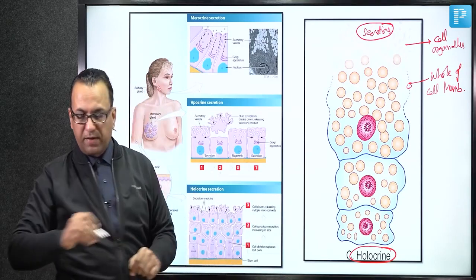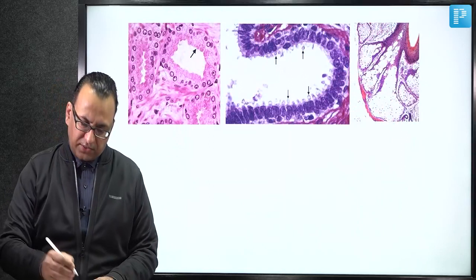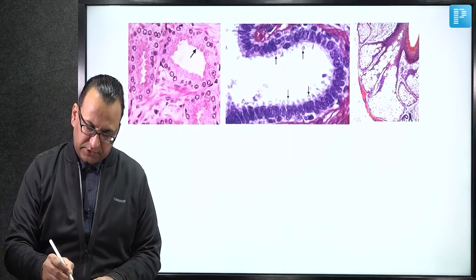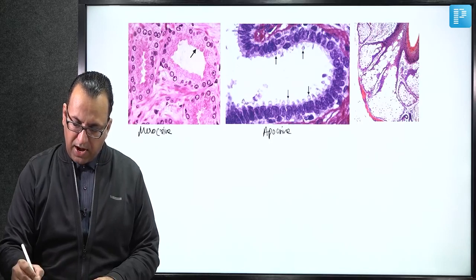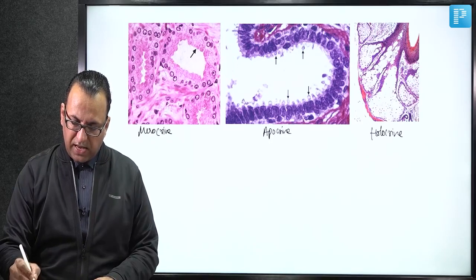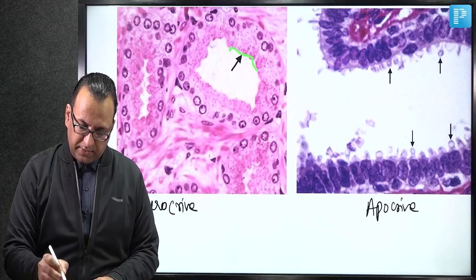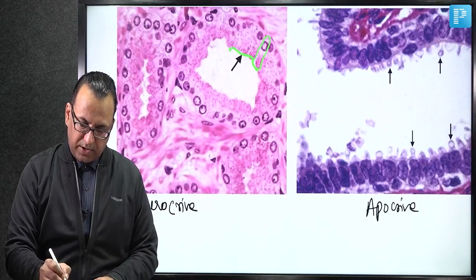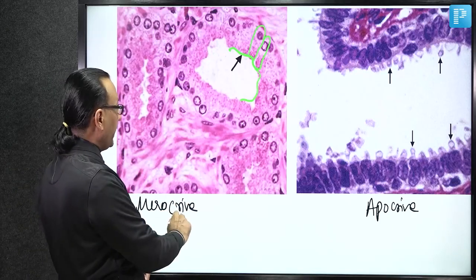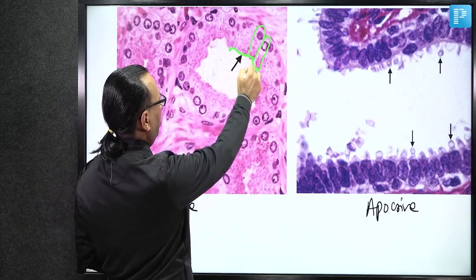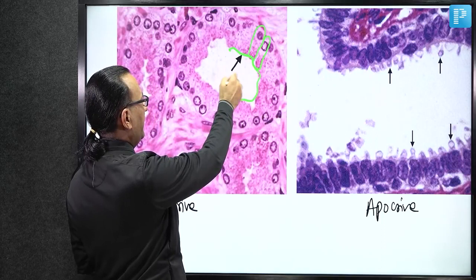Now, these were the schematic diagrams. Let us look at the actual histological pictures. Here we find the three different types of glands. First one, the merocrine. The second one is the apocrine, and third is the holocrine variety. As you notice, in the merocrine variety, the cell membranes will be intact. Only the secretions will be coming out, and there is no loss of cell membrane. These are the cells with intact cell membrane, and the secretions will be poured into the lumen of the gland.